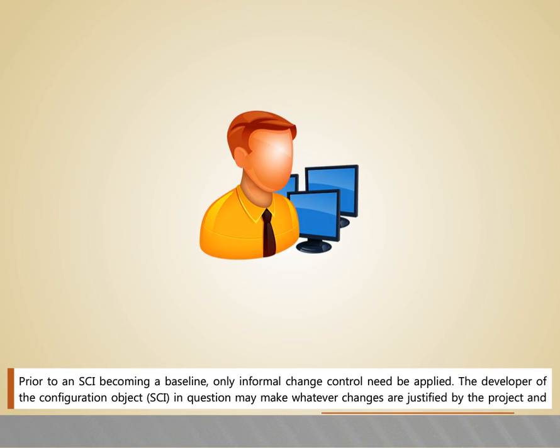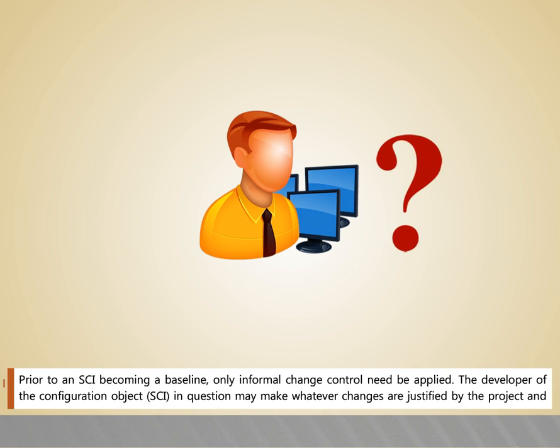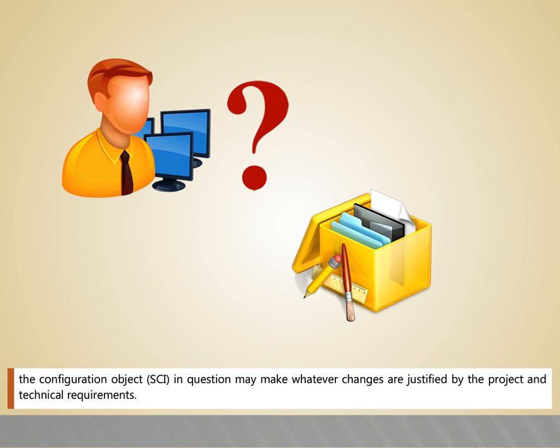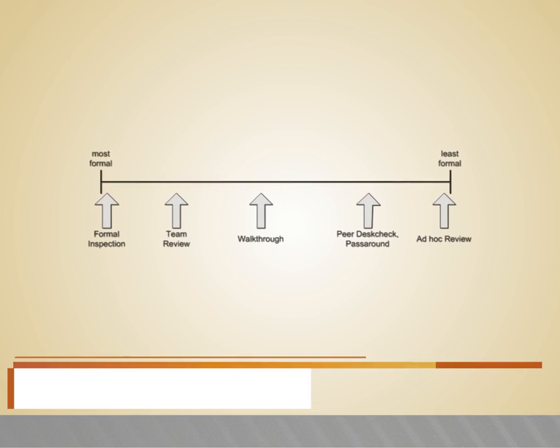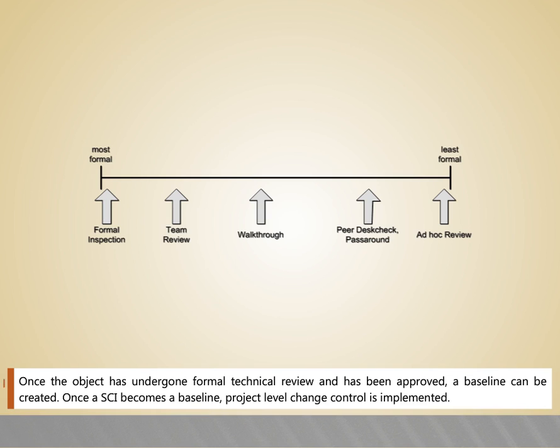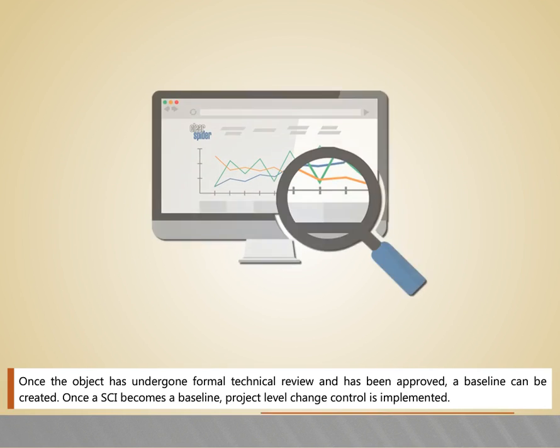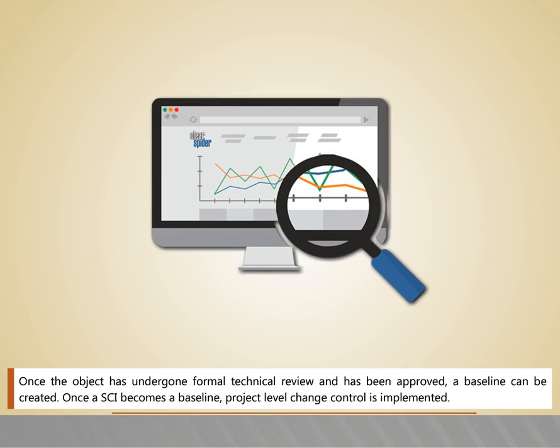Prior to an SCI becoming a baseline, only informal change control need be applied. The developer of the configuration object, the SCI in question, may make whatever changes are justified by the project and technical requirements. Once the project has undergone formal technical review and has been approved, a baseline can be created. Once an SCI becomes a baseline, project-level change control is implemented.